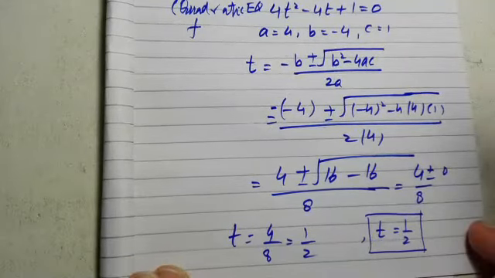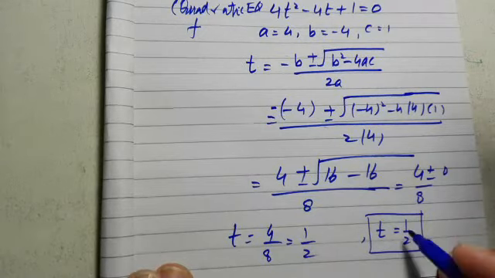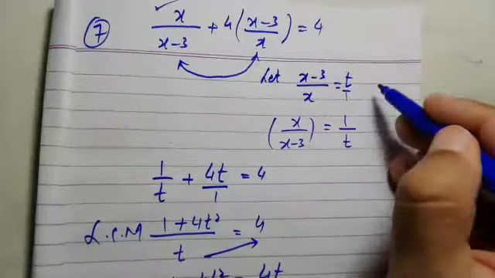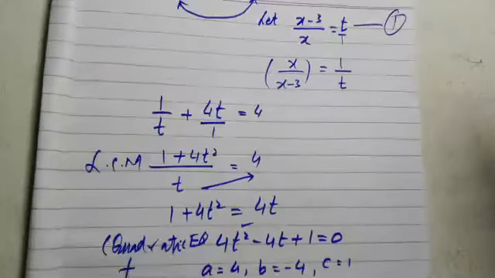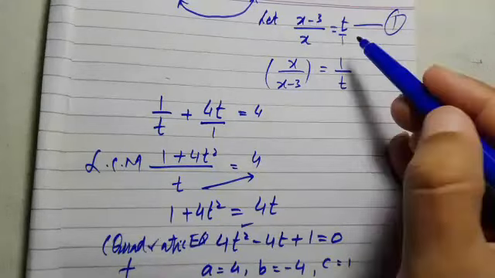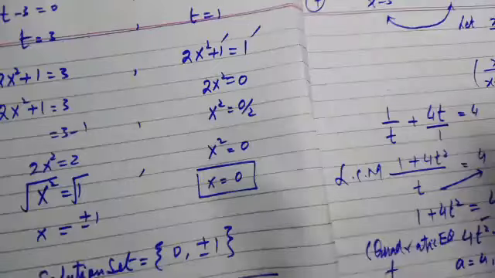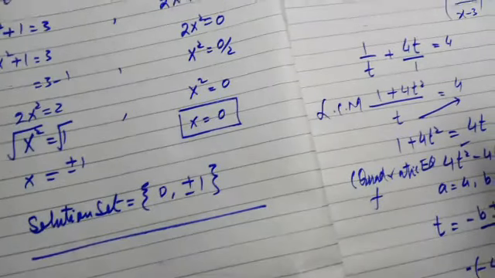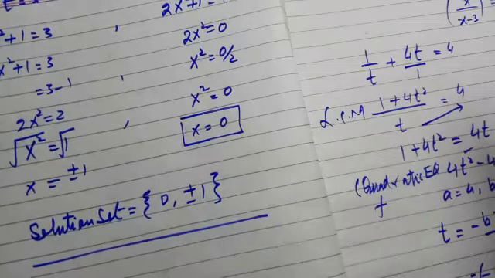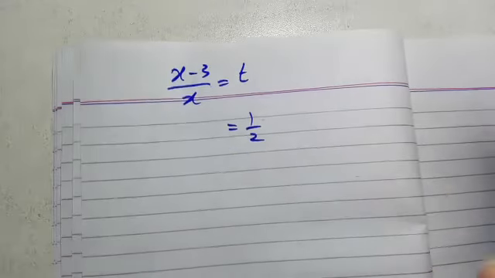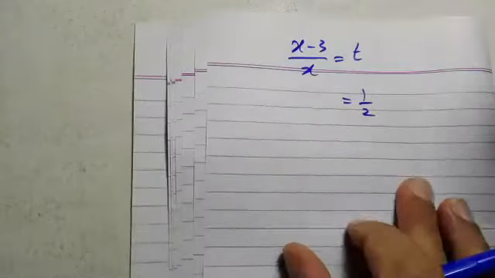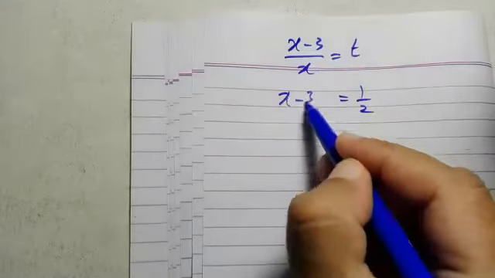Fine, but this is not yet the answer. We have to find the answer of x. So what will you do? You will substitute the value of t in equation number 1. So we will put t is equals to 1 by 2 right here in equation number 1, and then we will solve it for x. So I'm doing it on the next page. So x minus 3 over x equals to t, and t is just calculated as 1 by 2. Now solve it for x.